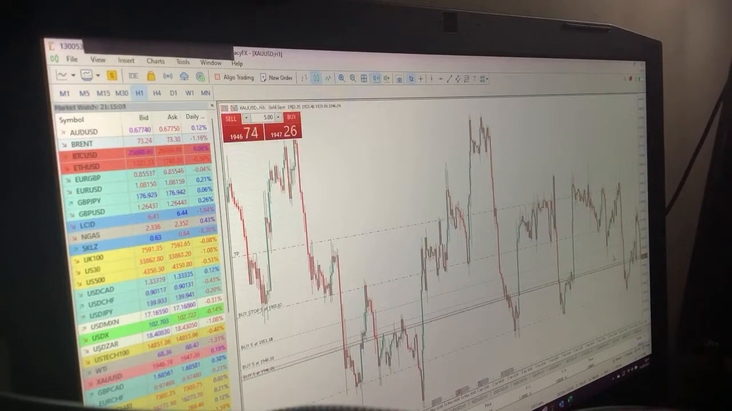And gold is coming back, guys. I told you guys gold is coming back. We did see 1940 was the buy zone. I missed the buy here because it didn't trigger.